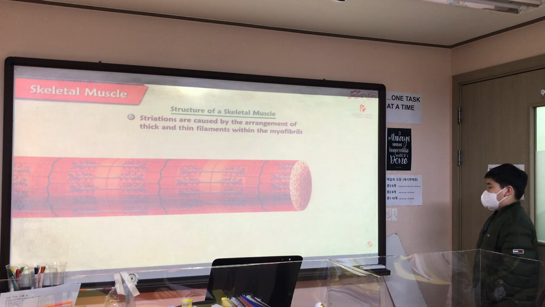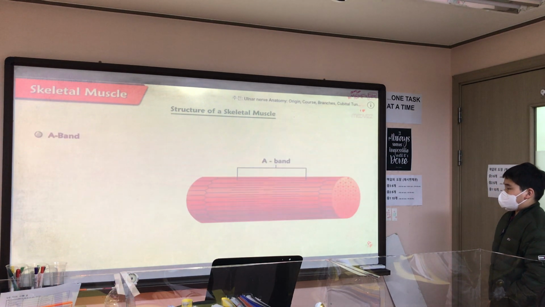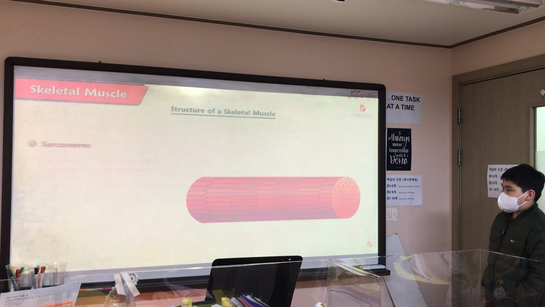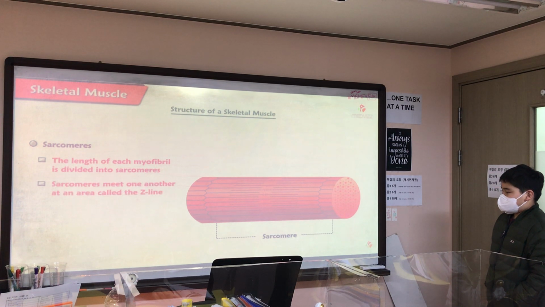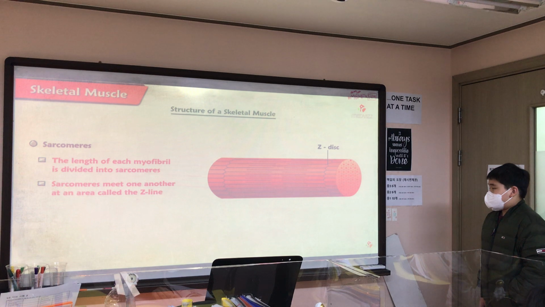Striations are caused by the arrangement of thick and thin filaments within the myofibrils. A band, also known as dark area, is where there is overlapping of thick and thin filaments. I-band, also known as light area, has thin filaments alone. The length of each myofibril is divided into sarcomeres. Sarcomeres meet one another at an area called the Z-line.